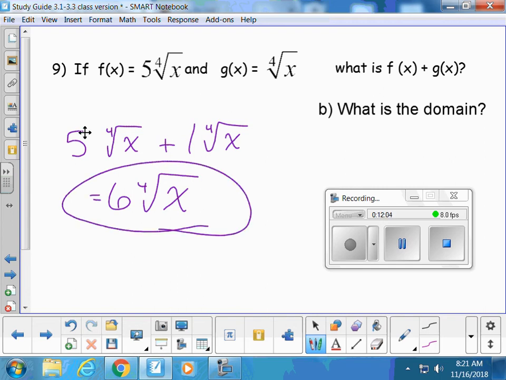And then what's our domain now? What are we allowed to fourth root? It would be 0 through infinity. Good. 0 through infinity. Now, Zoe, do you want a bracket or parenthesis on your 0? Good, because we can take the fourth root of a 0. Very good. 0 through infinity.